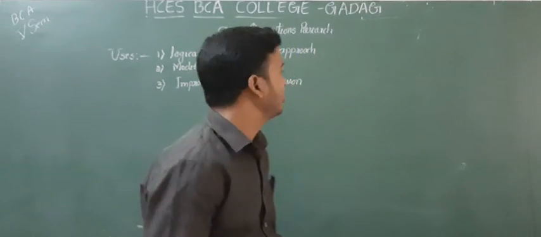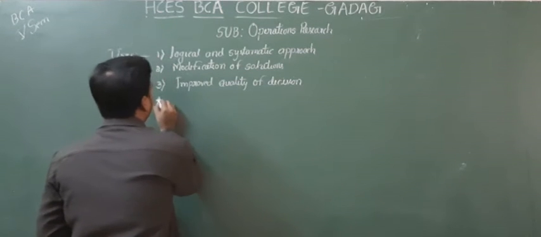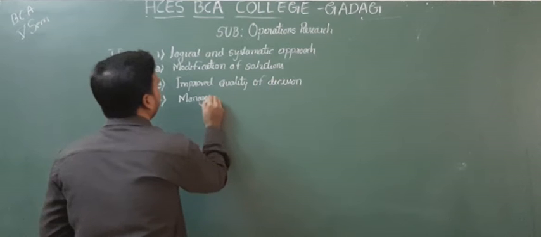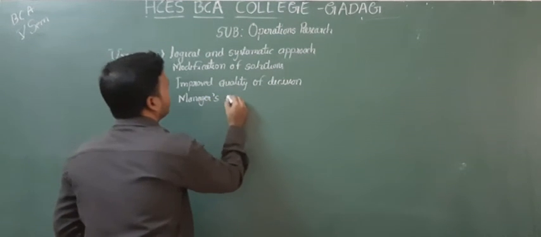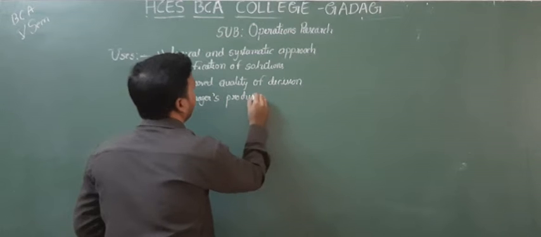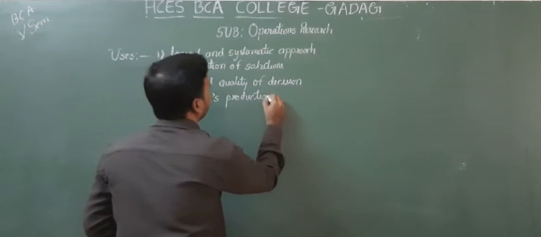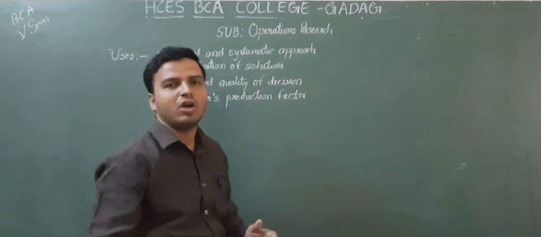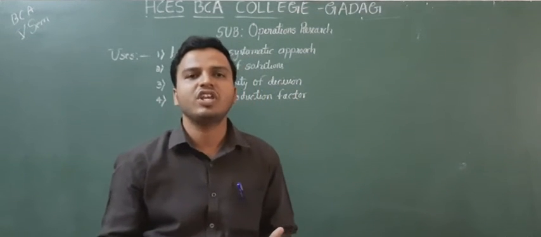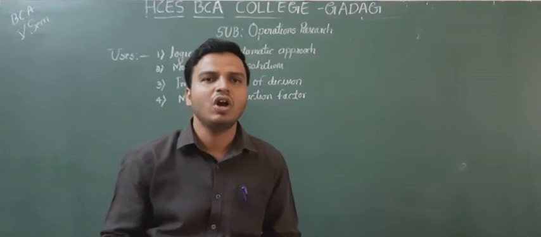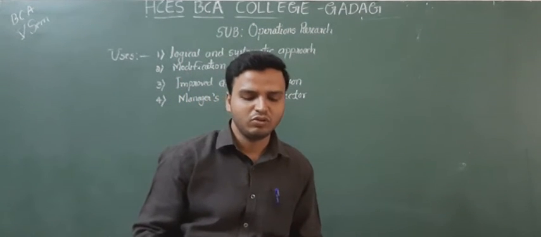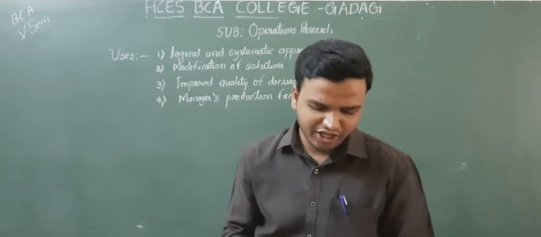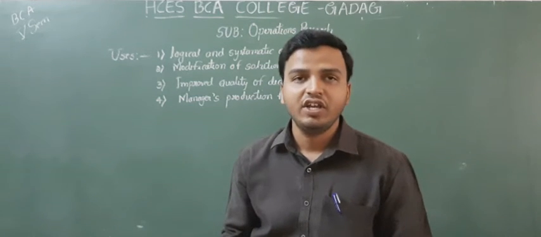The fourth one is that it leads to optimum use of managers' production factors. Here we can use the resources in an optimum manner to achieve our objective. We can use the manager's ability to make good quality decisions.